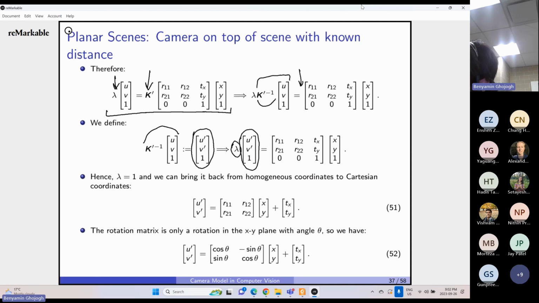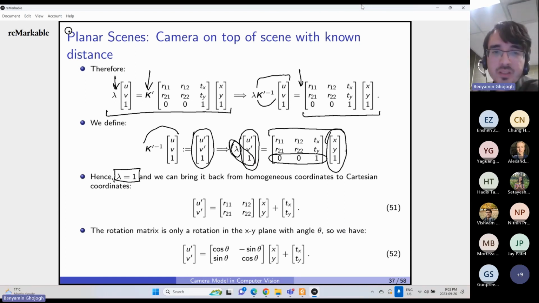Also have lambda here. And I have this as before. Now, do you agree that if you solve this linear system of equations, lambda times 1 equals what? This last row times this: 0 times x plus 0 times y plus 1 times 1. Therefore, lambda equals 1. Right? So, do you agree that lambda equals 1?